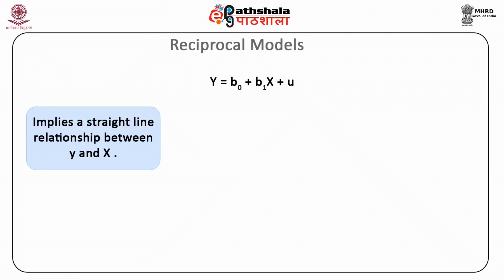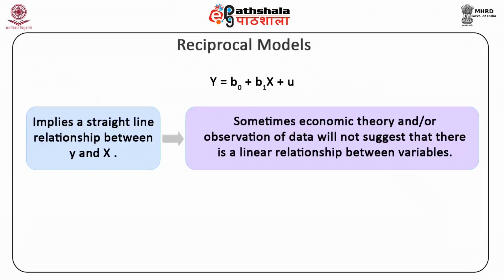Reciprocal model. So far, we have considered models written in linear form, that is y is equal to beta 0 plus beta 1 x plus u. It implies a straight line relationship between y and x. However, sometimes economic theory and observations of data will not suggest that there is a linear relationship between variables.